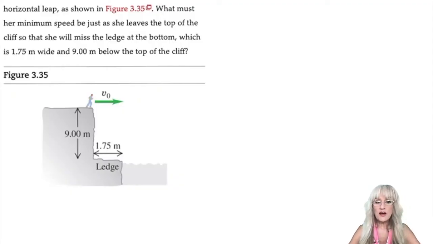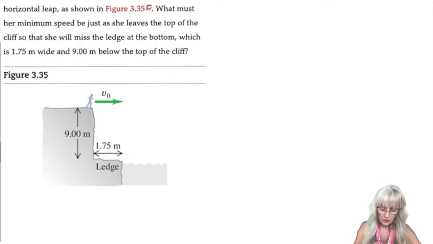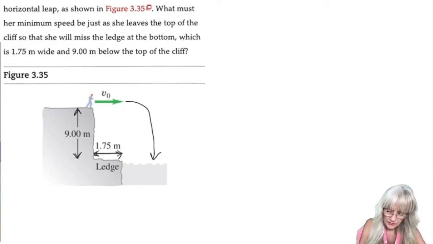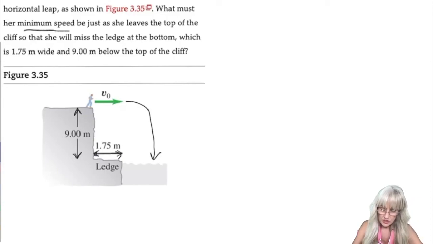We want to find her minimum speed so that when she dives off, she's safe and can reach the water. Take a look, this cliff is 9 meters from here to here, and the ledge is 1.75 meters. So what must be her speed just before she leaves the cliff?